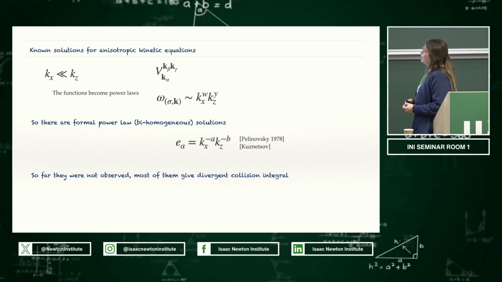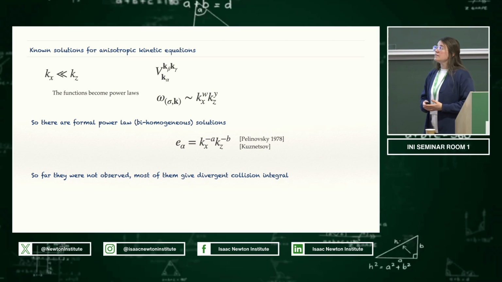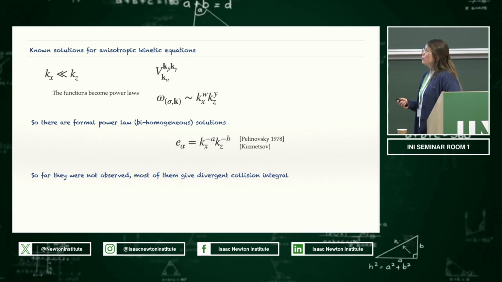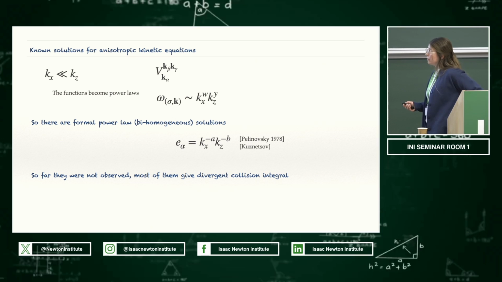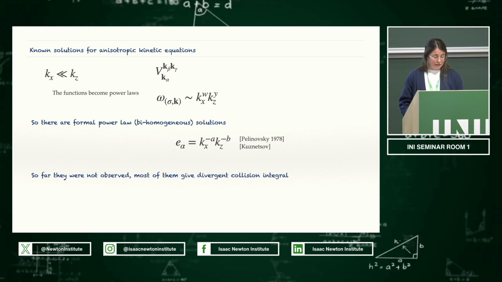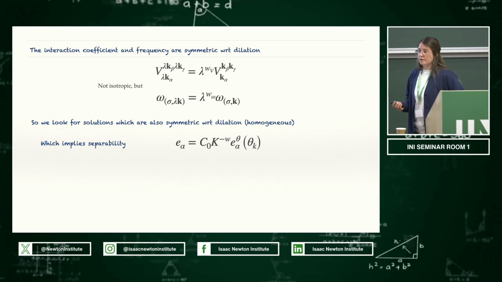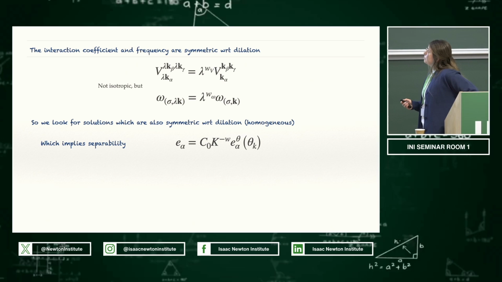And I will just note that there are known solutions for anisotropic kinetic equations that were derived in the 70s, and they use an approximation. If you go into this approximation, when one of the wave numbers is much smaller than the other, all the functions become homogeneous in kx and kz, and then you can look for homogeneous solutions. They were found, for example, in the three-dimensional case, but most of them are probably not relevant. They give a diverging collision integral, and they have never been observed. The same goes for Rossby waves. So we will use a slightly different approach. We will not take any approximation.